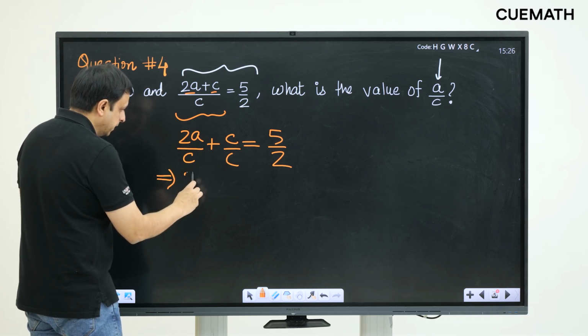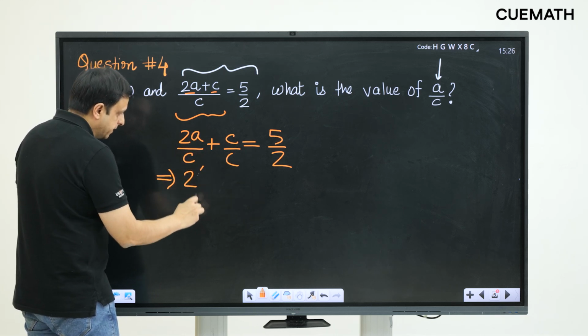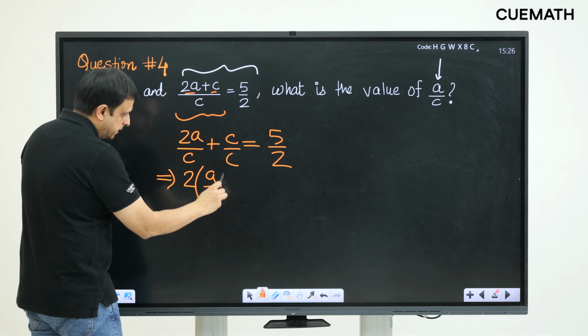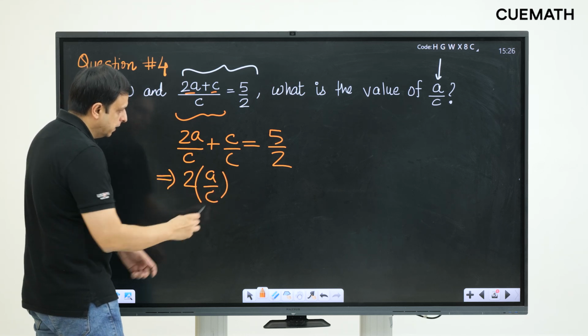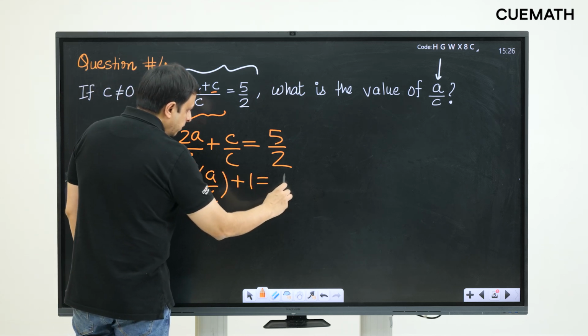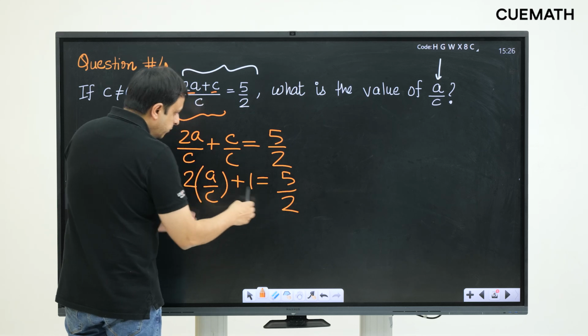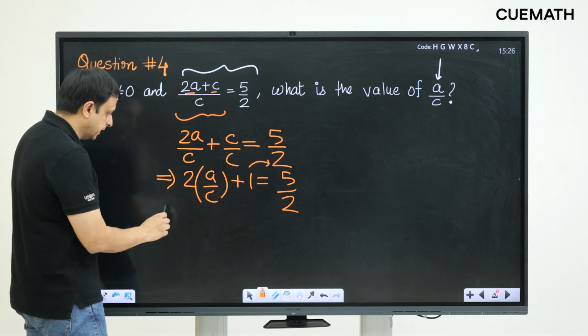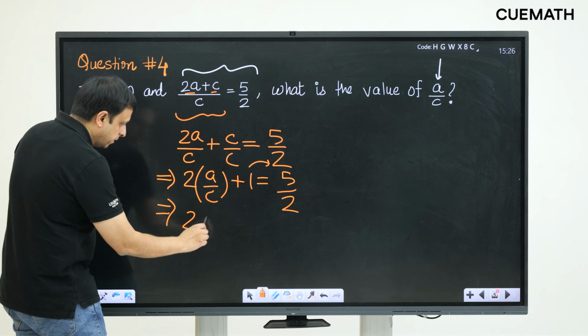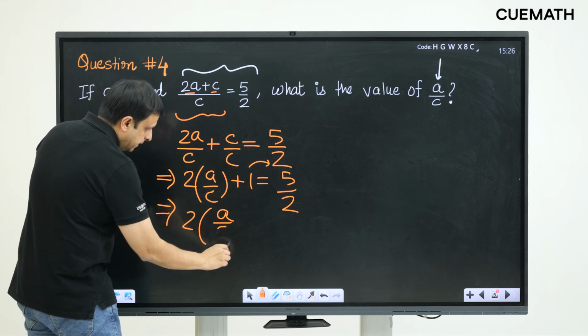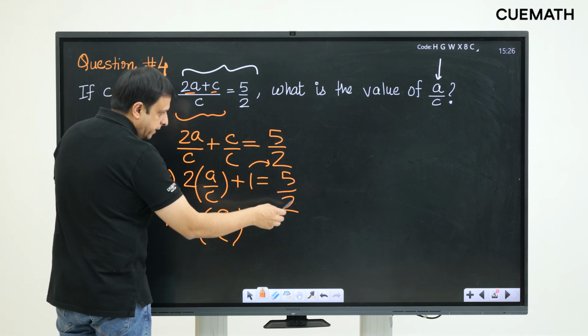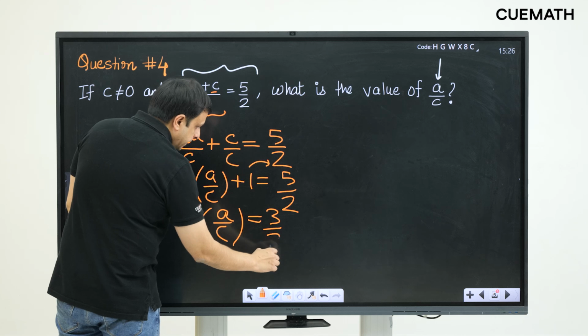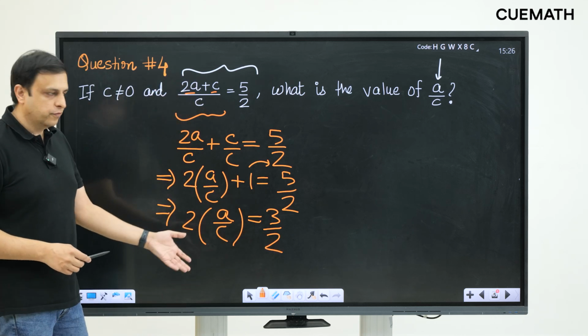So, from here you get 2 times A by C, which is A by C is what you are really looking for, plus 1 is equal to 5 by 2. So, now you subtract 1 on both sides, or in other words you take this 1 over to the right side. So, you get twice of A by C is equal to 5 by 2 minus 1, which is 3 by 2, and then from here you can finally find the value of A by C.